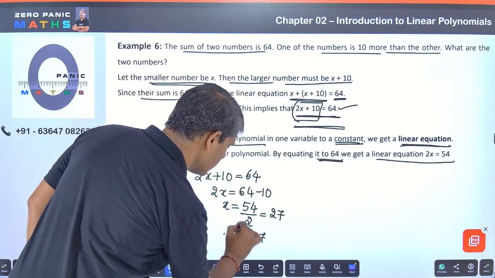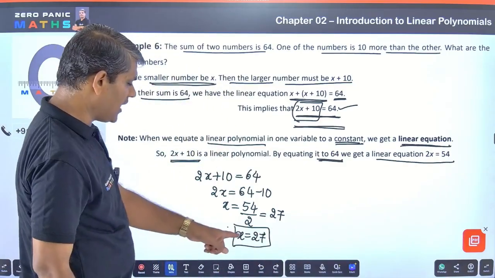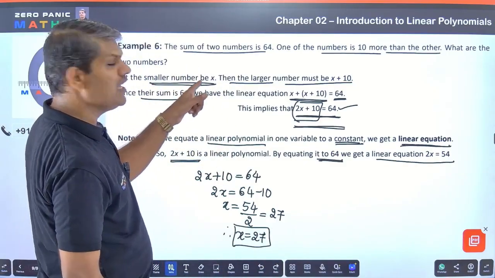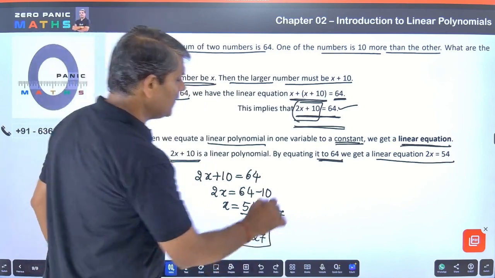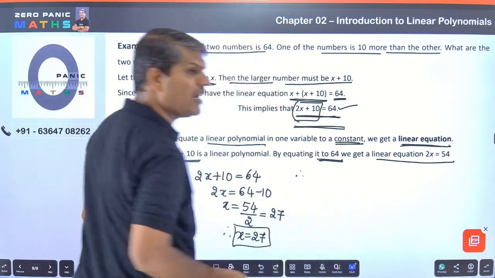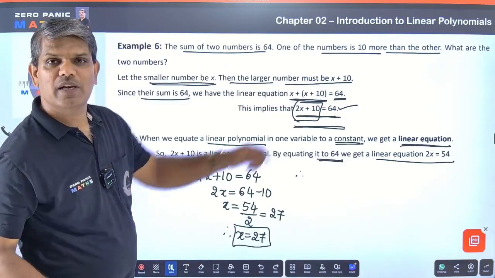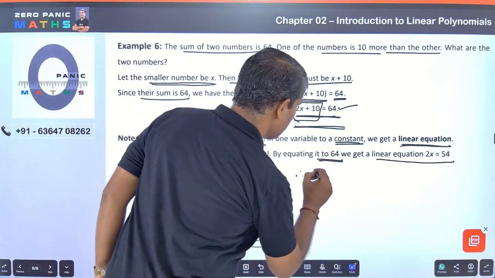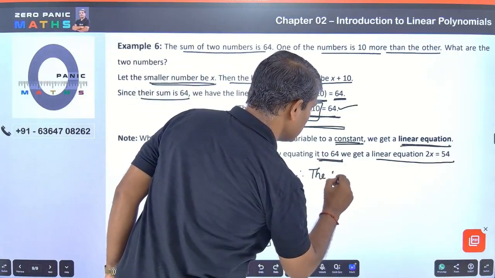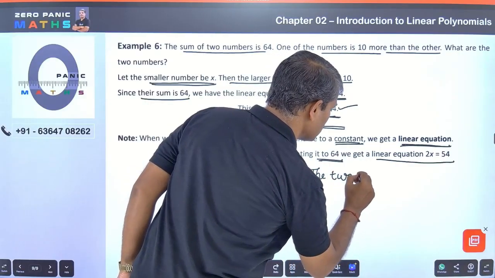What do we want? It is the smaller number. What is x then? We considered x as the smaller number, right? So therefore the two numbers are 27, which is x, and 37, which is x plus 10. Okay, so therefore, what are the two numbers?